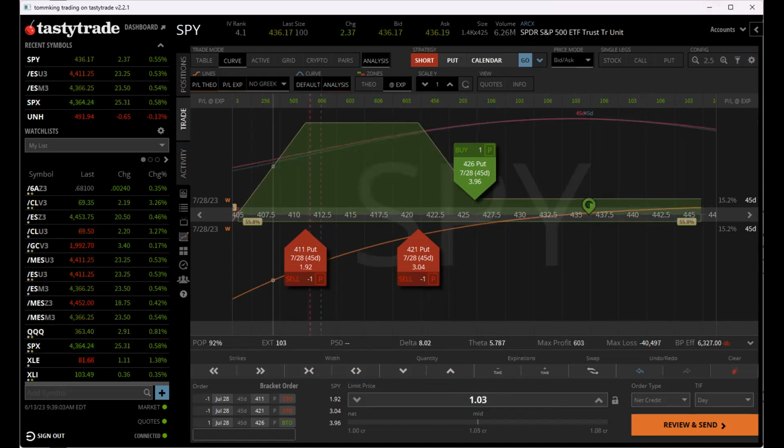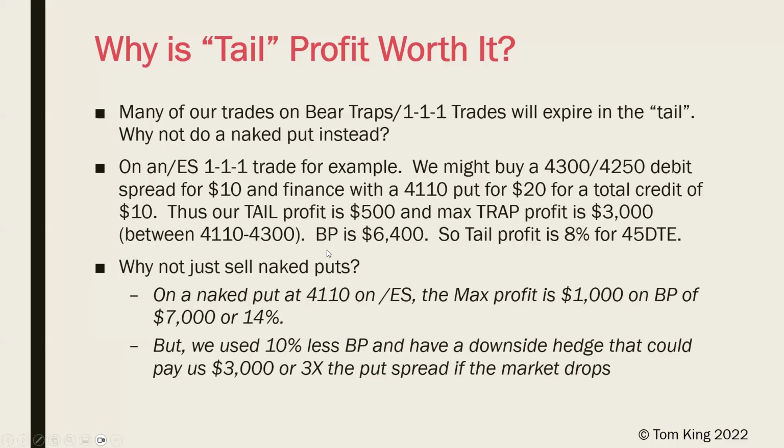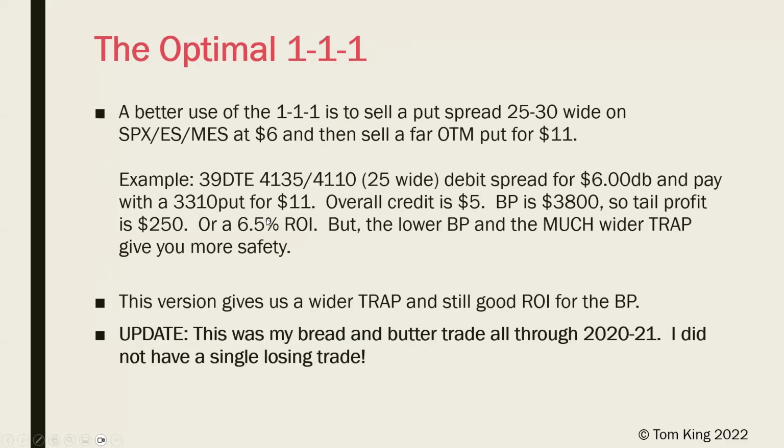All right, so let's wrap up with a few last things as we talk about the optimal 111. The way I really found it best to be trading this was I like to go about 25 to 30 wide for around $6 and then sell the farther out of the money put for around 11. Gets me farther out and gives me a wider trap. Still good ROI on this. And again, I did not have a single losing trade in 2020 or 2021 on these.